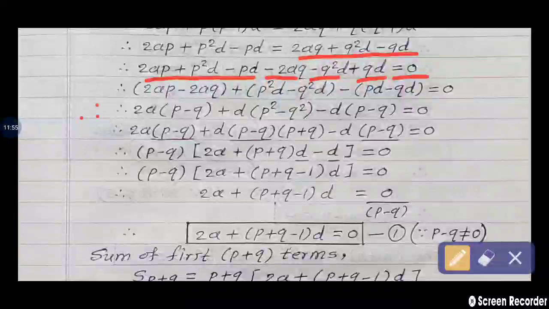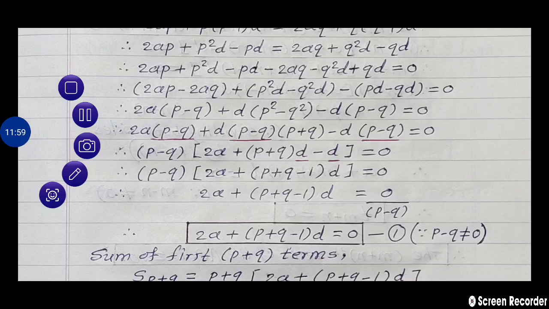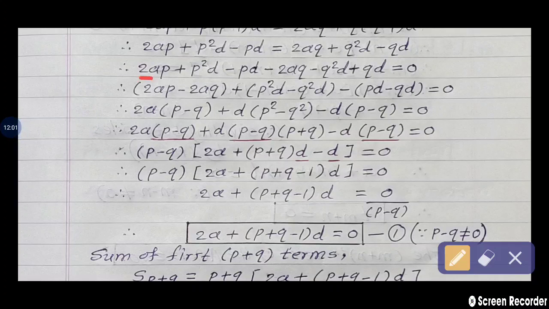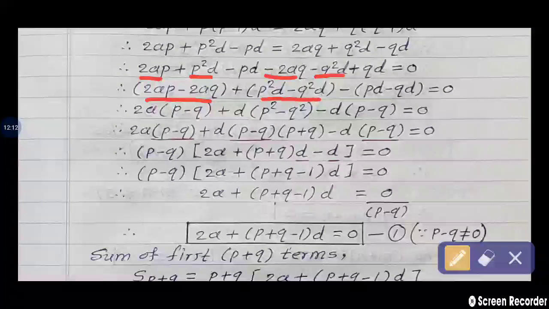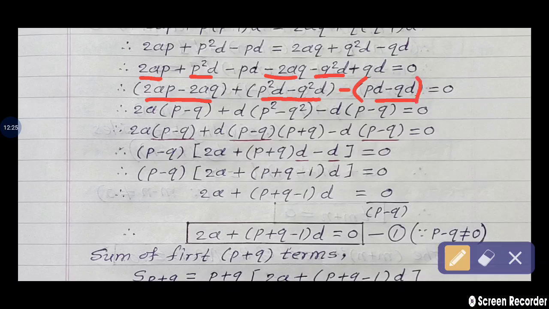Therefore, in the next step, see what the rearrangement is. So 2ap minus 2aq we write in one bracket, plus p square d minus q square d we write in one more separate bracket, and minus sign is common. What remains? Minus pd plus qd. So minus is common. What remains inside the bracket? pd minus qd. Change the sign of these two terms, is equal to 0.